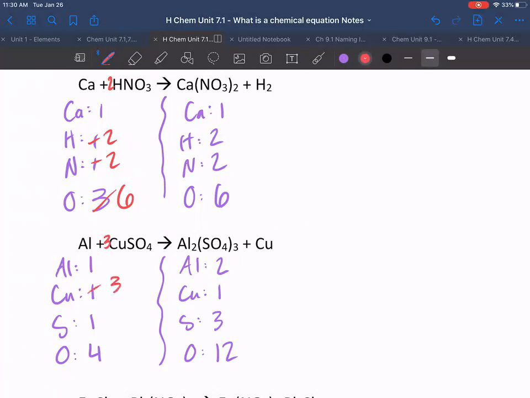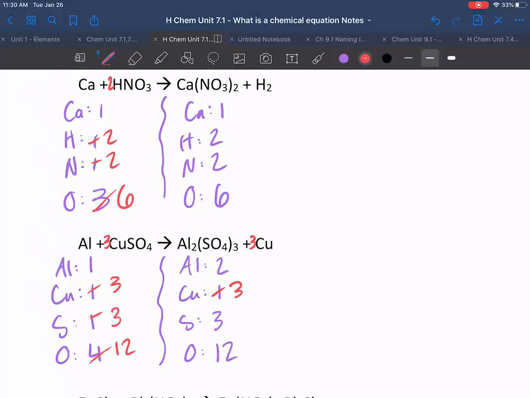We now have 3 coppers, 3 sulfurs, and 12 oxygens. This is not quite there yet. We have both copper and aluminum that we need to balance. And so I'm going to keep working with copper. What's nice is on the right side, we can just add a 3 in front of Cu. Now our coppers are balanced.